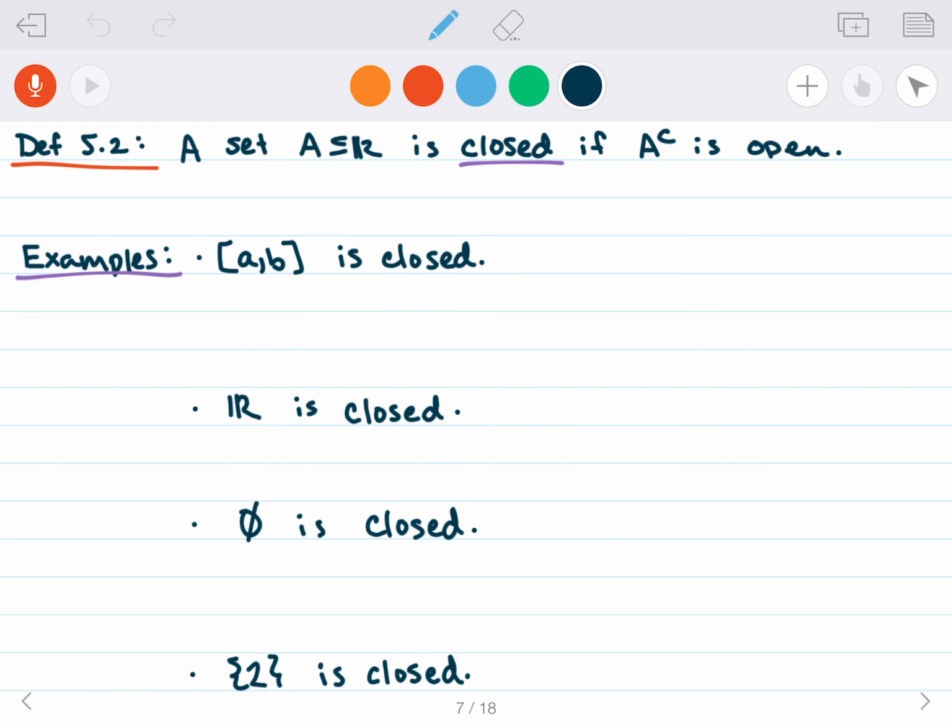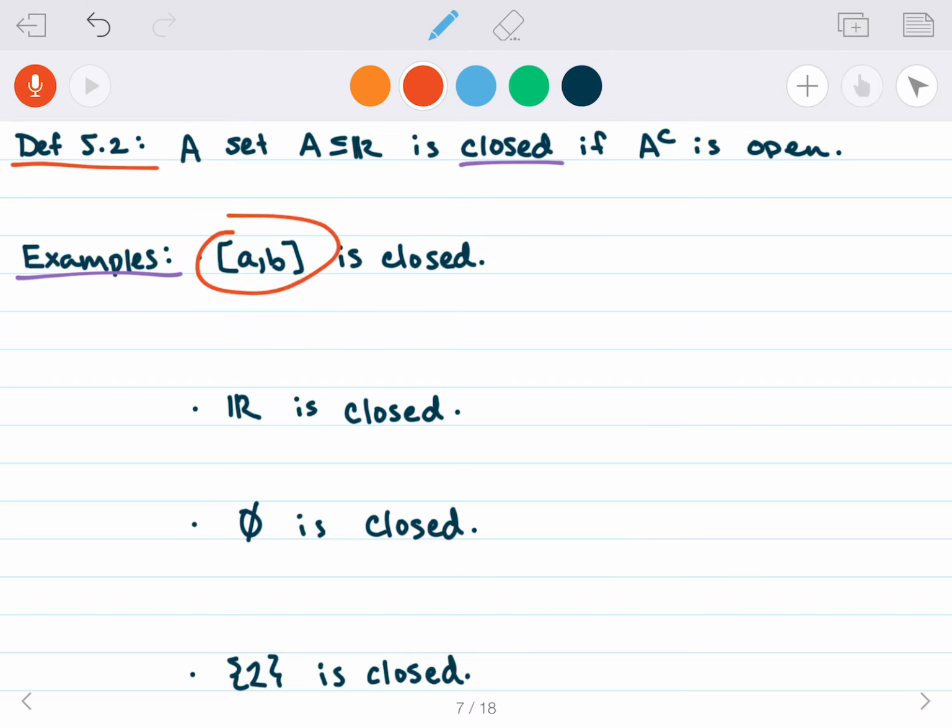Let's now talk about closed sets. So, a set is closed if the complement is open. So if the complement of the set is open, it's closed. Let's look at some examples.